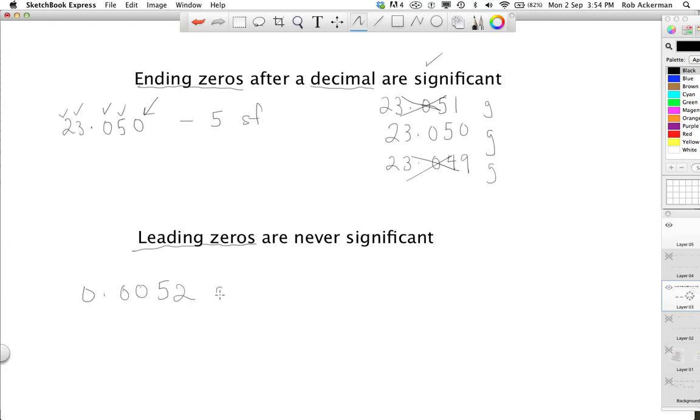0.0052 of a gram. What is 0.0052 of a gram? Well, think of it this way. If your scale reads this, it's telling you that the number is not 0.0051 of a gram, and this number is not up here 0.053 of a gram. Otherwise, the scale would have said that. Therefore, the 2 and the 5 are definitely significant.